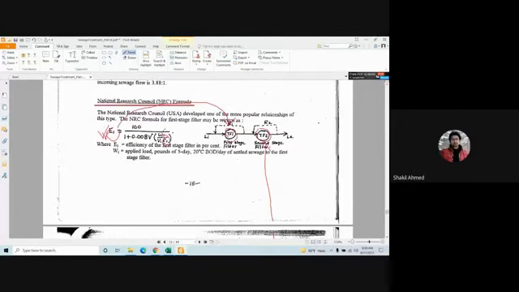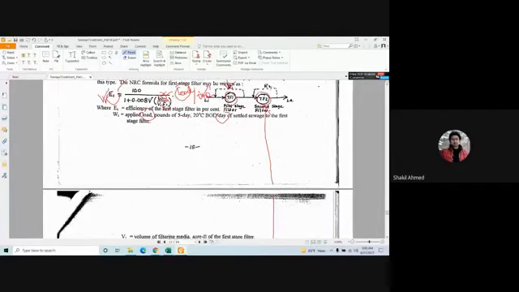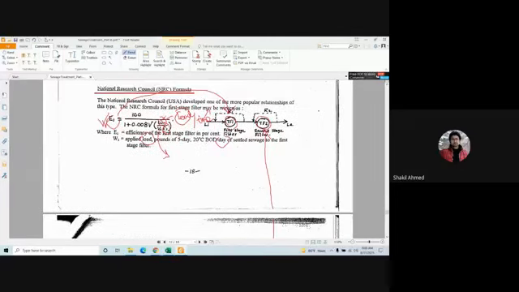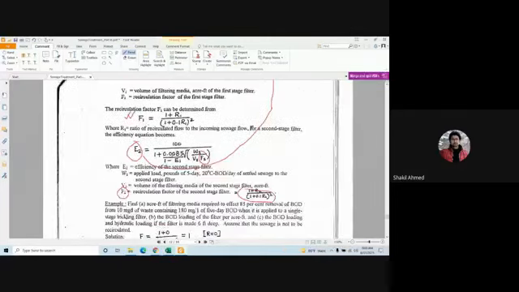Here W1 is the BOD load per day, BOD load in pound per day. So basically this is the load per unit time, where load is in pound, BOD load, and time is in day. V1 is the volume of the trickling filter.